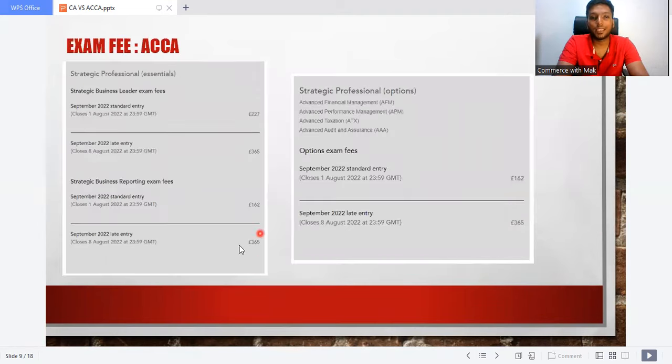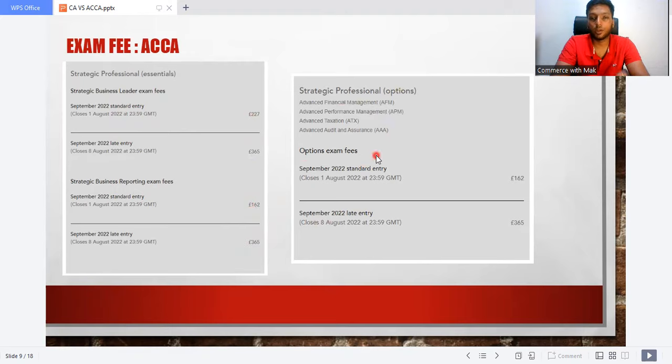Then we have the strategic professional exam papers, which are very costly. You can see the rates, starting with 227 pounds for a standard exam entry, and you can also see the late entry fee is 365 pounds. There are 2 papers on strategic level essentials. One is Strategic Business Leader, the other is Strategic Business Reporting. That is a bit lower in price compared to Strategic Business Leader, 162 pounds, but the late entry fee is the same, 365 pounds.